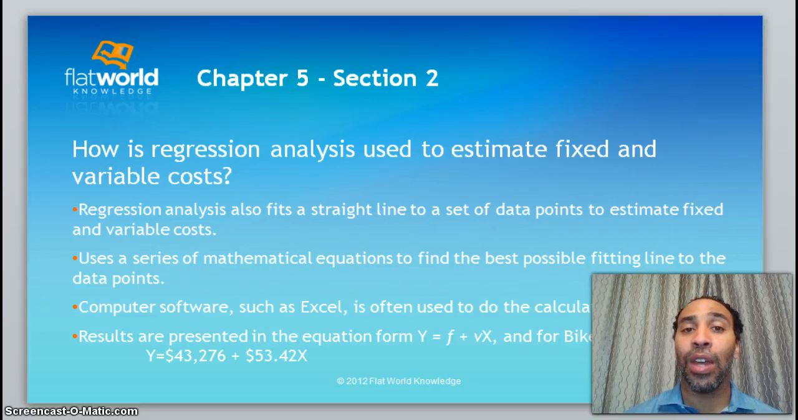If you want to do extra credit, do plot it out in the book and then send the regression analysis to me. I'll accept that. Results are presented in the equation y equals f plus vx, just like the others. And for Bikes Unlimited, it is y equals 43,276 plus 53.42 times x.